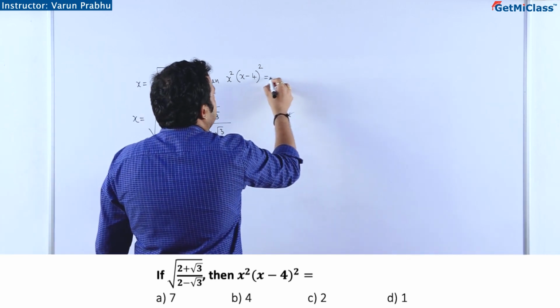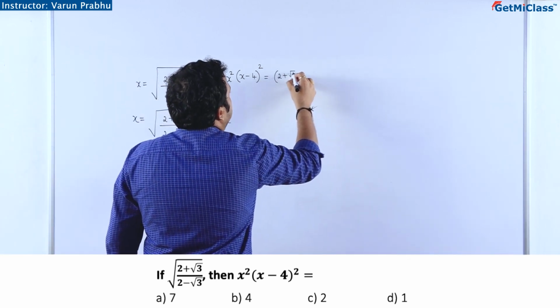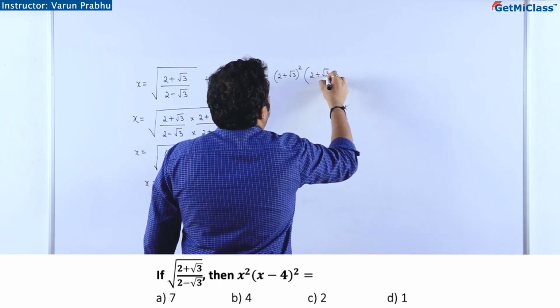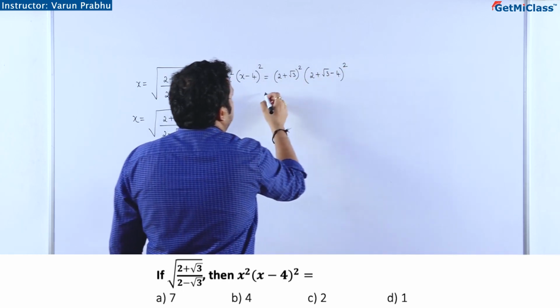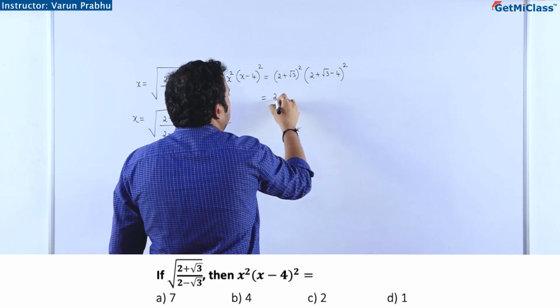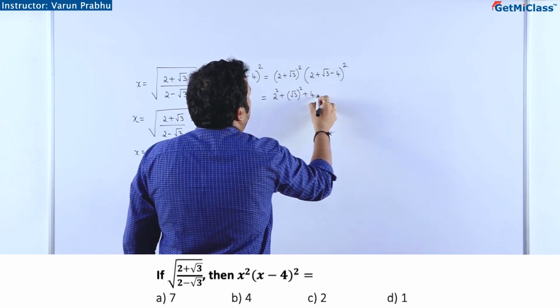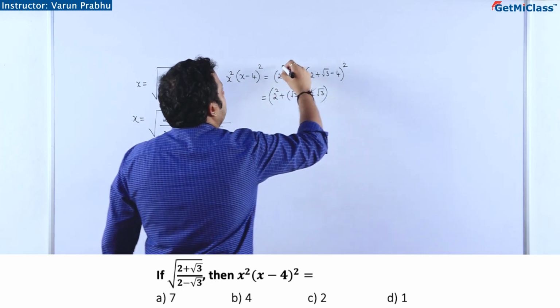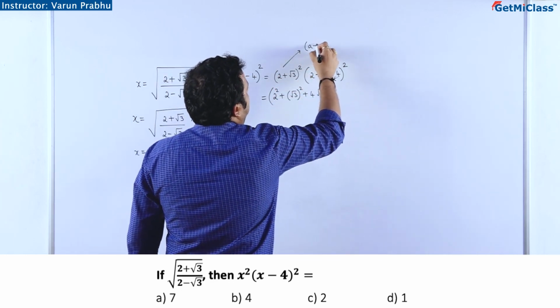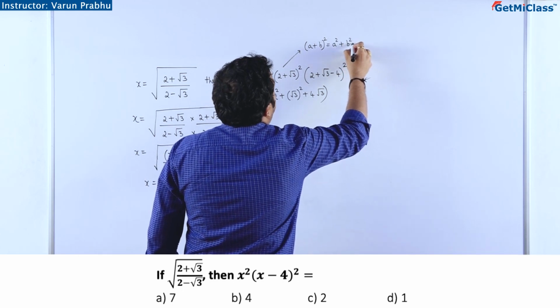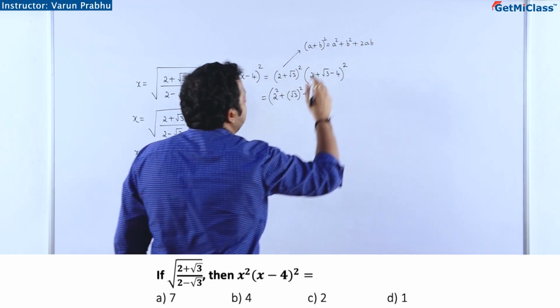Now here the question is asking, see, (2 plus root 3) the whole square into (2 plus root 3 minus 4) the whole square. So what is this answer that we get? 2 square plus root 3 square plus 4 root 3. What formula we have used here? We have used a formula like this: (a plus b) the whole square is equal to a square plus b square plus 2ab. This is the formula used.